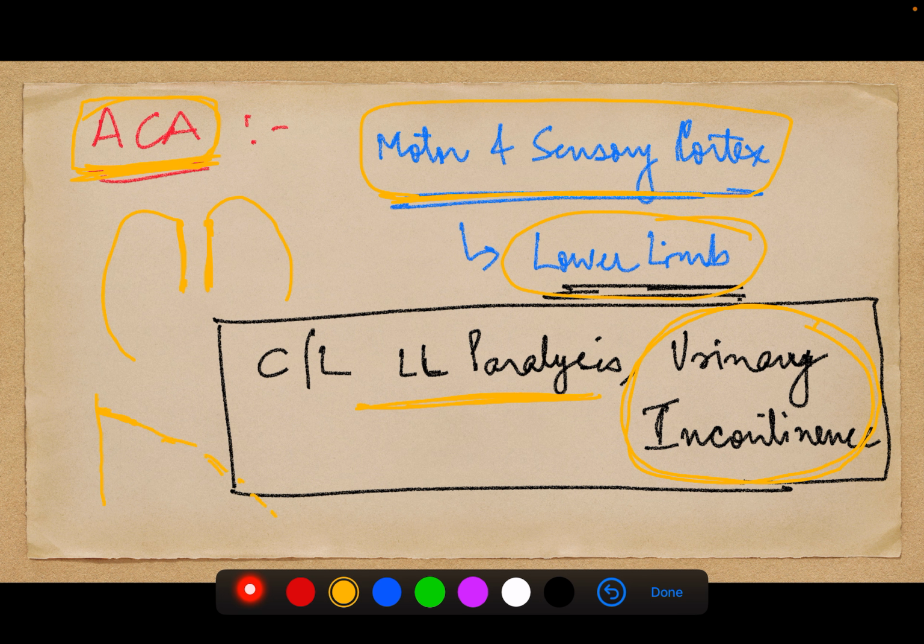Won't fall anteriorly. It will be falling on the lower limb itself. So the lower limb is getting affected and the person is not able to maintain the continence of the urinary. There will be the wetting of the lower limb. So lower limb paralysis as well as loss of the sensation too will be there because both the motor and sensory cortex is getting affected. That is the anterior cerebral artery.